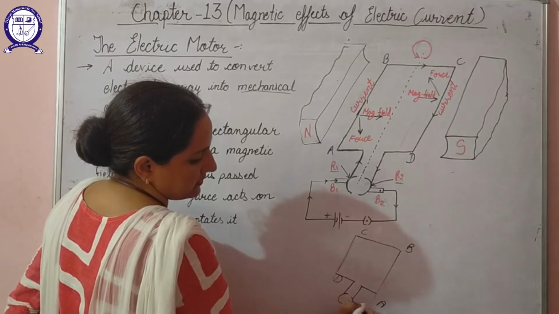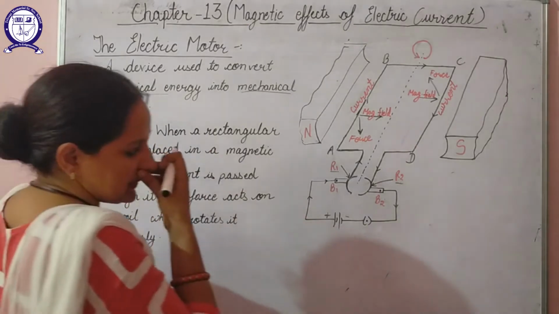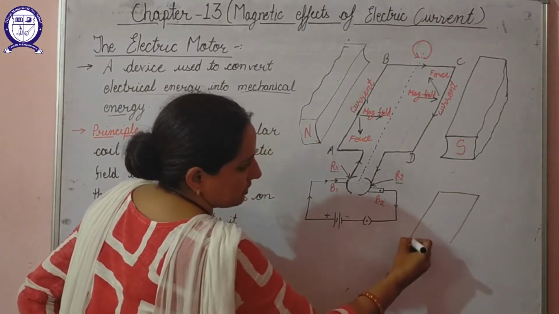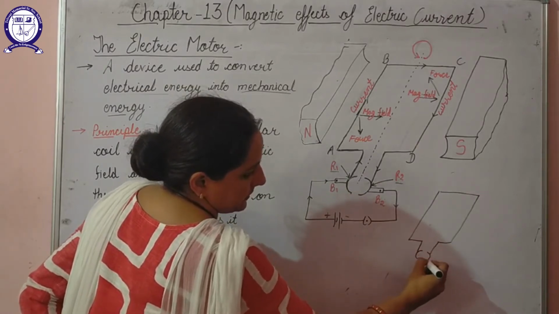Now, as the commutator rings are fixed with the coil, how will you redraw this? I'll redraw it to explain.